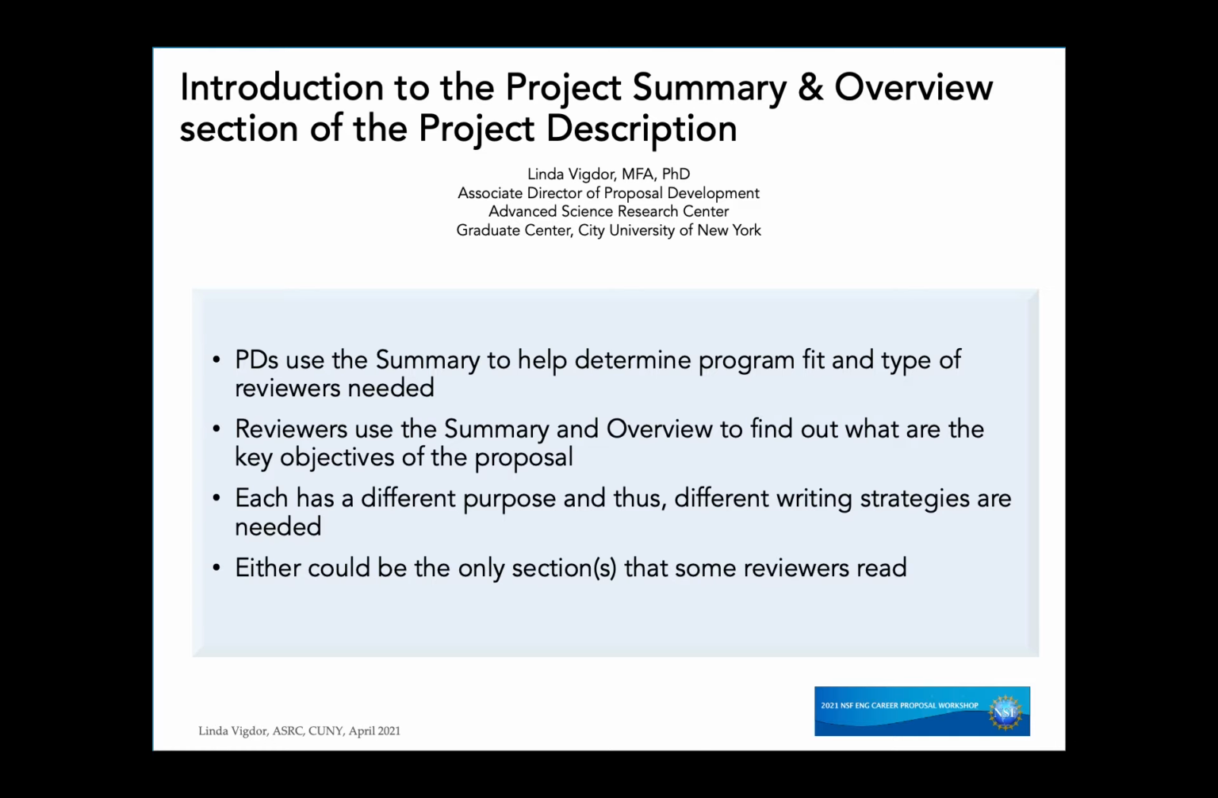Keep in mind that program directors use the project summary to help determine program fit and the type of reviewers that are needed for peer review. And reviewers will use either or both the summary and the overview to find out what the key objectives of the proposal are and to get, as it suggests, an overview of what you're proposing. Each has a different purpose, and thus different writing strategies are needed for both. And remember that either one could be the only section that some reviewers read.